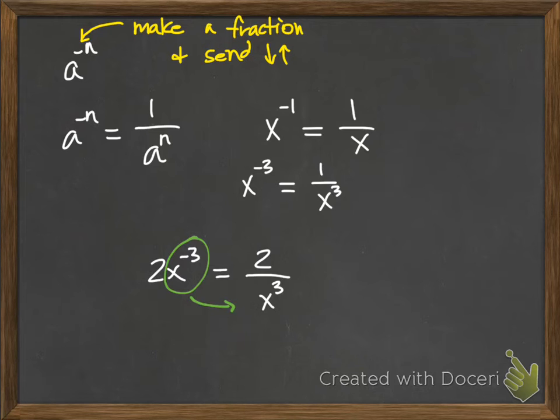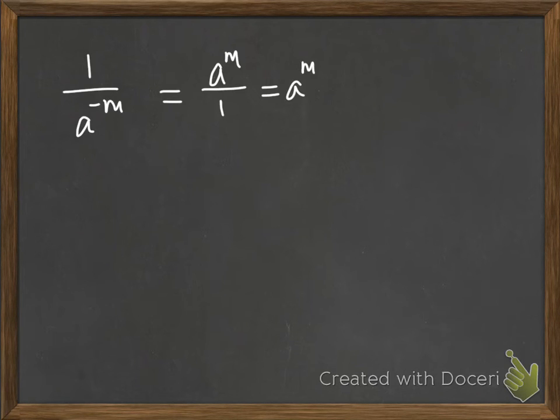So if you start out with it in a fraction, let's say you have 1 over a to the negative m. Well, what this does is the negative, again, changes position, and the negative goes away. So in this case, it's going to be a to the m, and you could put it over 1, but this is really just a to the m.